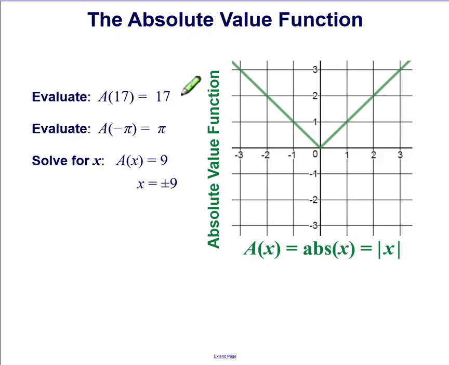Therefore, the absolute value of 17 is 17. The absolute value of negative pi is positive pi. And in cases where we have the absolute value of a number is equal to 9, there's two possible answers. We could have positive 9 or negative 9, since the absolute value of both of those numbers will result in 9.